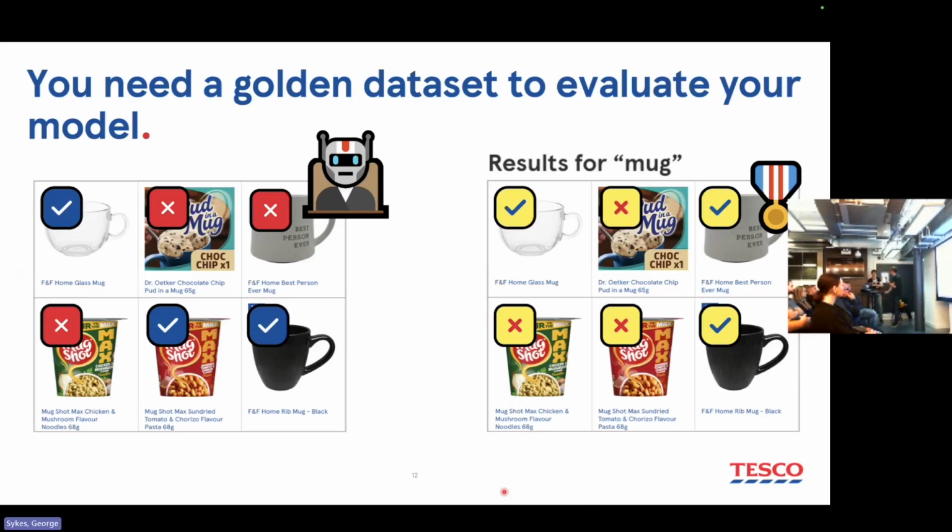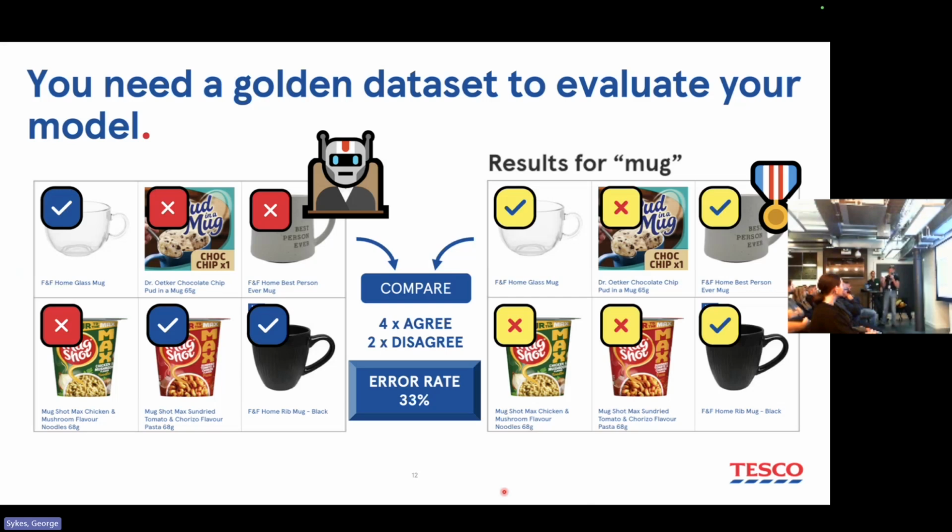And once you've got that, then you can start to compare the performance of your judgment models. It's just as simple as comparing the judgments your model creates versus the golden data set, seeing where they agree and disagree, and you can then get a sensible error rate, which you can use as a metric.